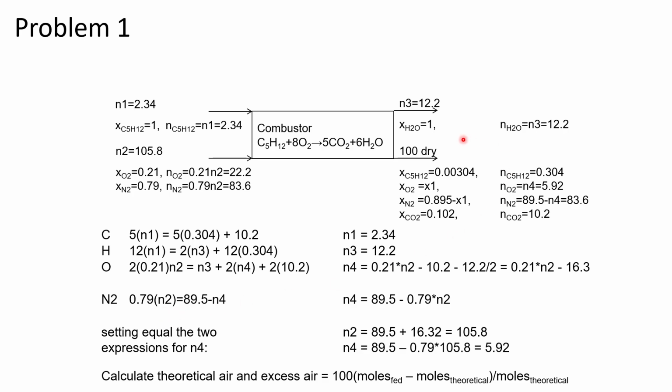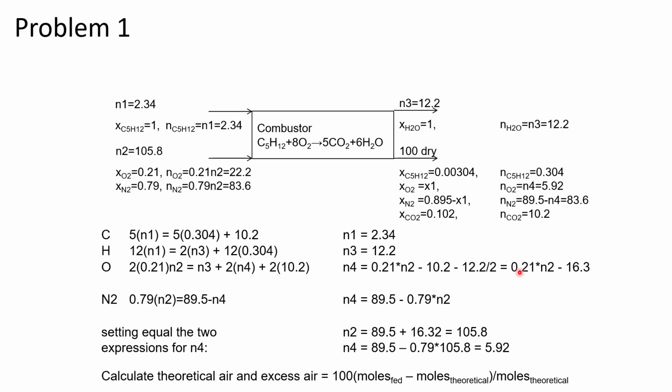There's no nitrogen that comes out in the water. And in this stream right here, we know the nitrogen that comes out, according to our process flow diagram over here, is 89.5 minus N4. We can rearrange this to solve for N4. N4 is just 89.5 minus 0.79 times N2. Now we can take these two equations and set them equal to each other to solve for N2. We have these two equations and two unknowns.